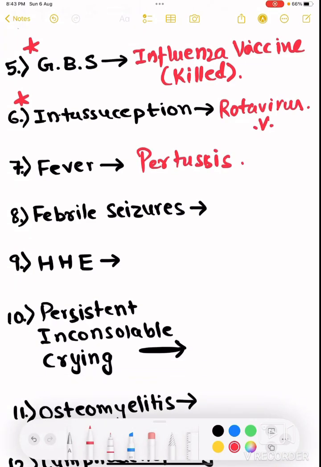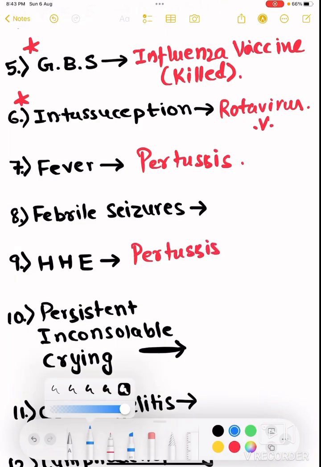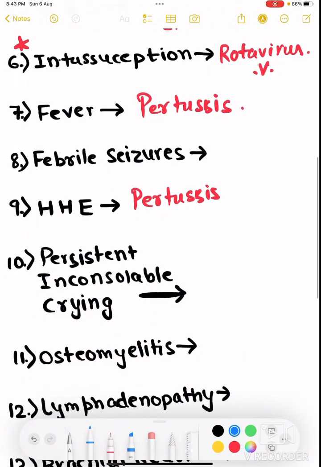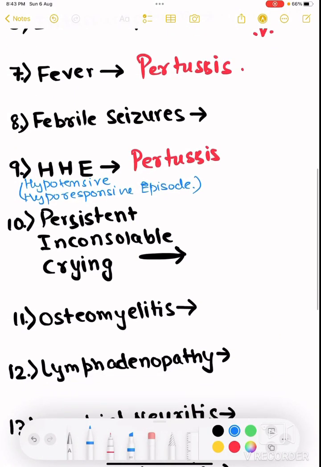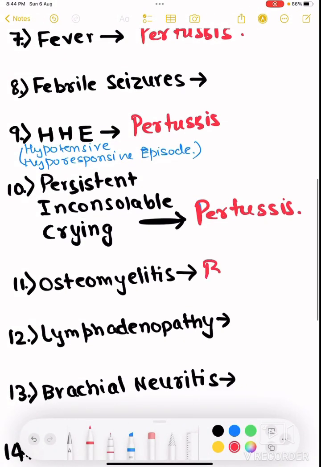Another thing that is caused by pertussis is HHE. Now what does HHE stand for? HHE stands for hypotensive hyporesponsive episode. It means the baby will be hypotensive and hyporesponsive in an episodic manner. So this is called HHE. Now persistent inconsolable crying, again pertussis. Okay, BCG causes osteomyelitis, extremely important, very very important.